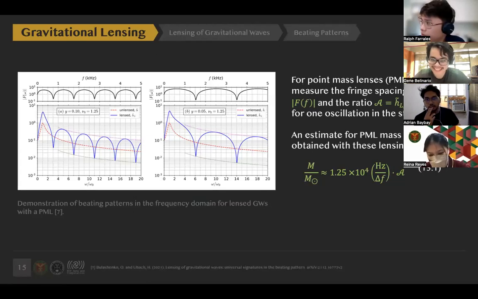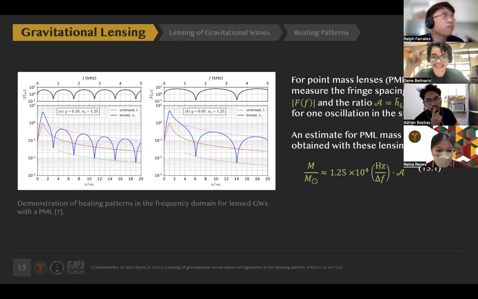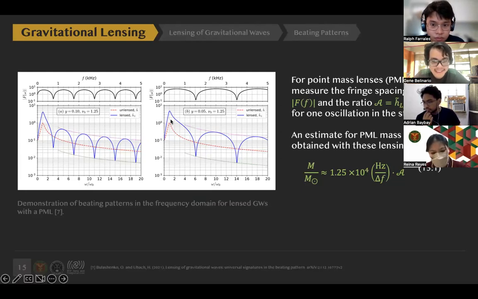Well, firstly, these are just the results by PML. They did the math here, and as far as I can remember, these oscillations are due to the interference of images, because those images will arrive at the observer at different times. So there should be an interference pattern, and the interference patterns are the beating patterns we see here.